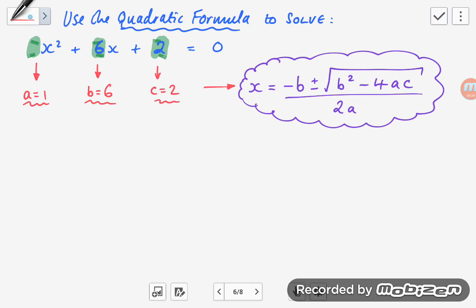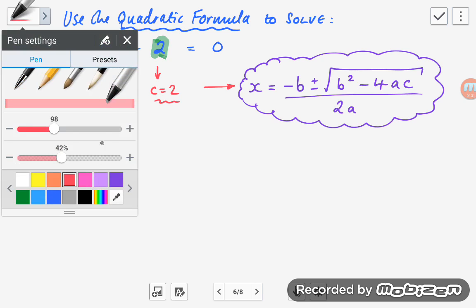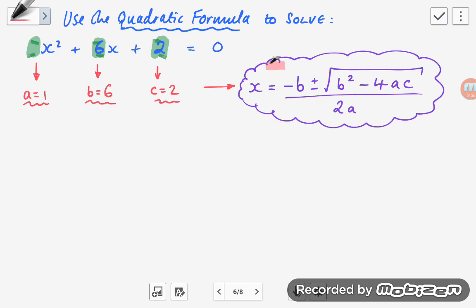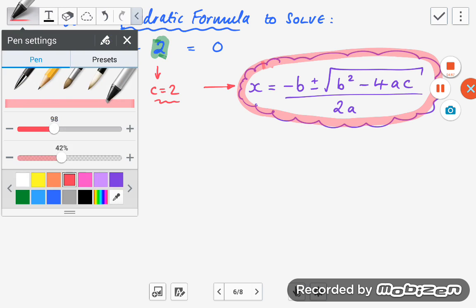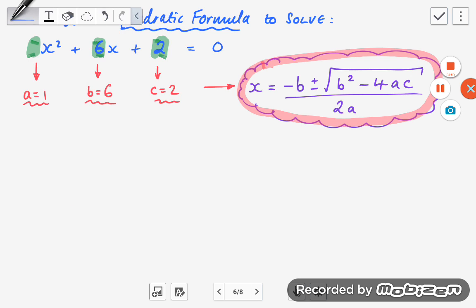Now these all go into a big formula, and the formula is here. Now you don't have to learn it, but it's not that difficult to learn, and it will appear on an exam paper at the start. So all we're going to do now is substitute these values of A, B and C into the quadratic formula. So here we go.